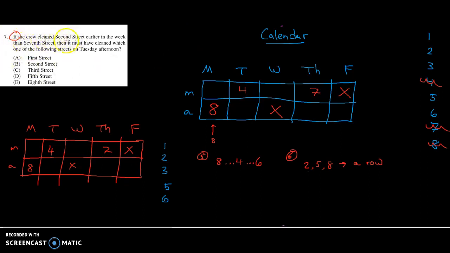So let's see what we have here. It says, if the crew cleaned 2nd Street earlier in the week than 7th Street. All right, well, let's just think about that for a second. If 2nd has to come before 7th Street, that means it had to have been cleaned either on Wednesday, Tuesday, or Monday, right? But we have a rule about 2nd Street. It says it has to be in the afternoon. Well, there's only one available afternoon slot before Thursday, and that's right here. So I'm going to have to put 2 on Tuesday afternoon. And then you look at the question, which of the streets must have been cleaned on Tuesday afternoon? Well, there it is. It's got to be 2nd Street, right? And we're done with that question.